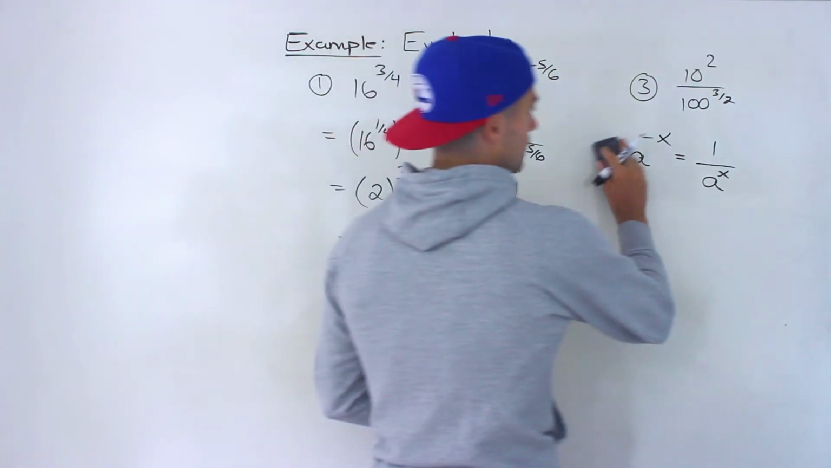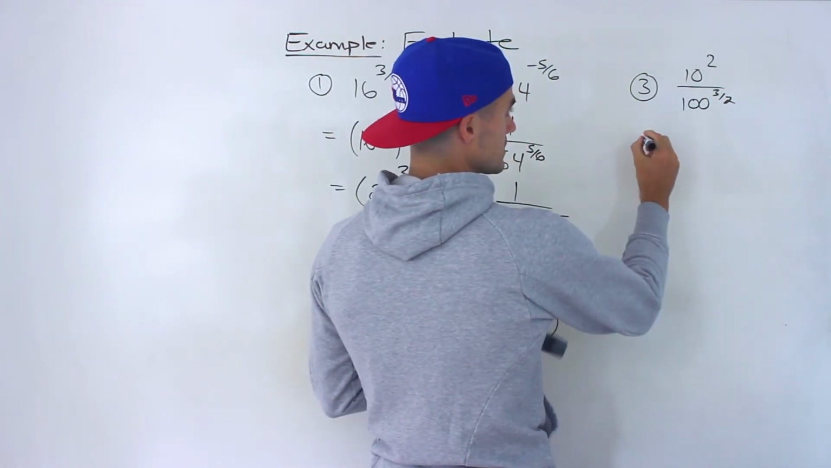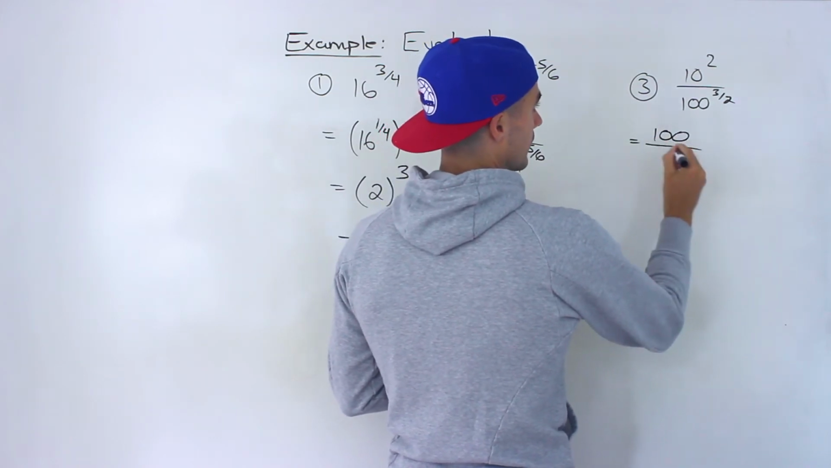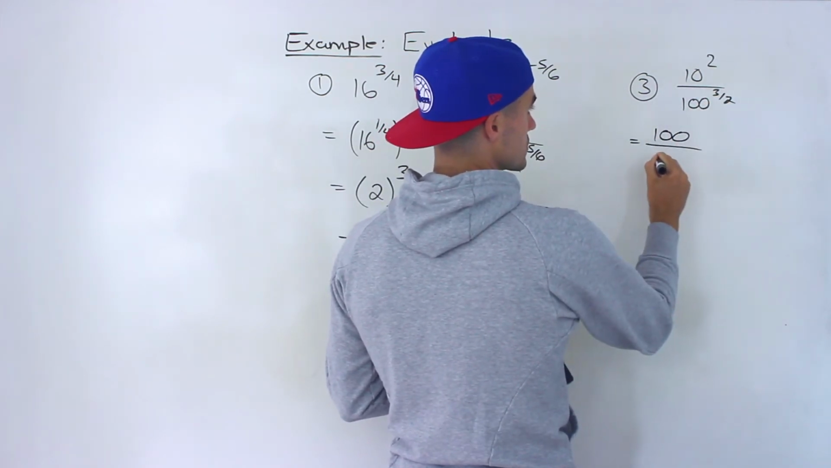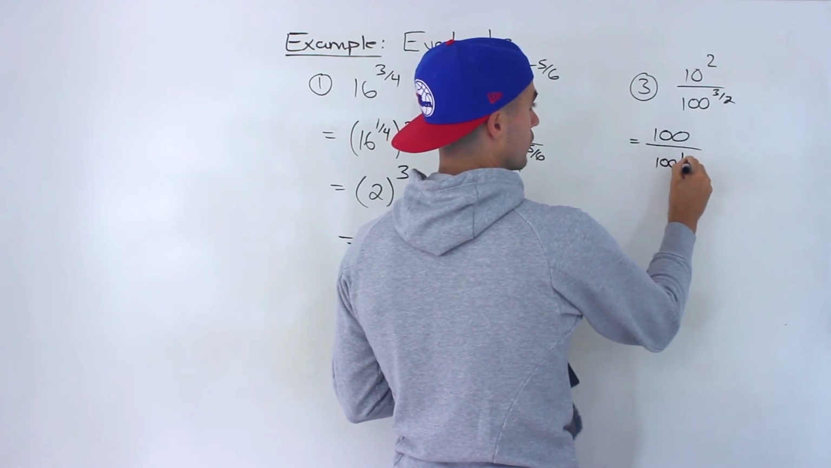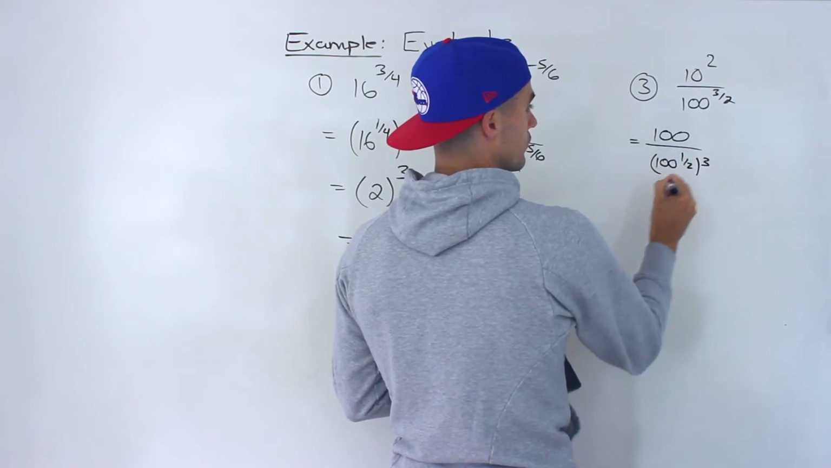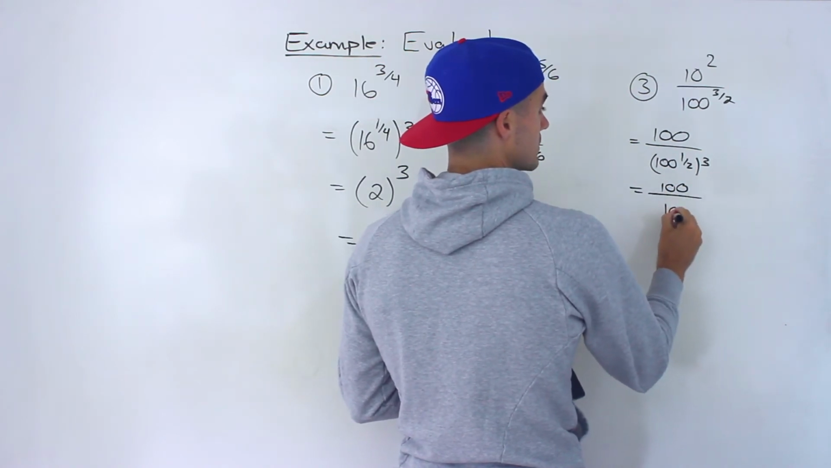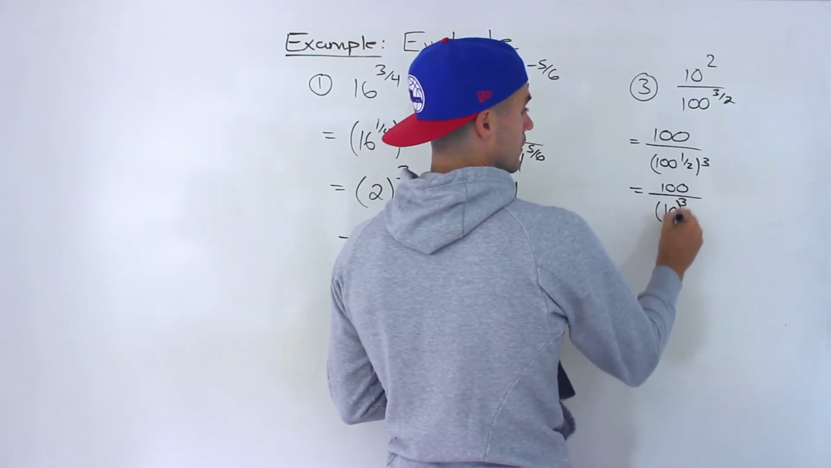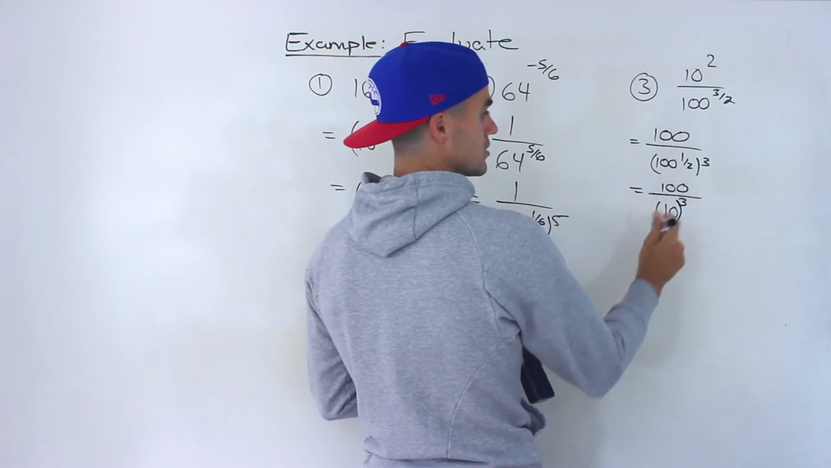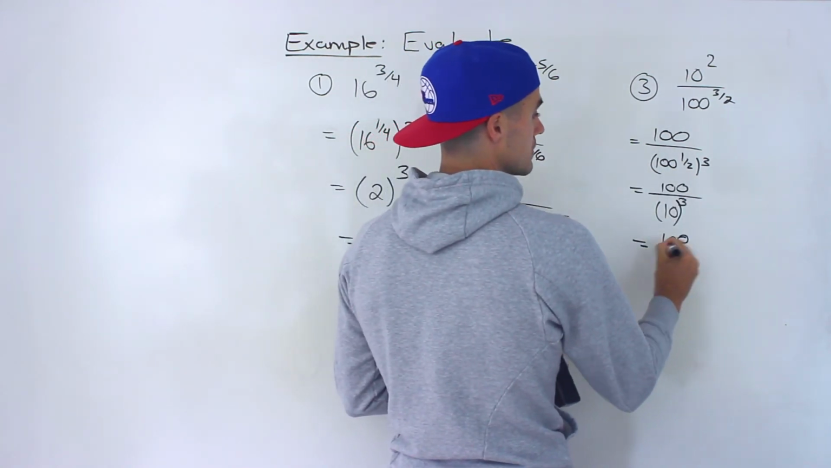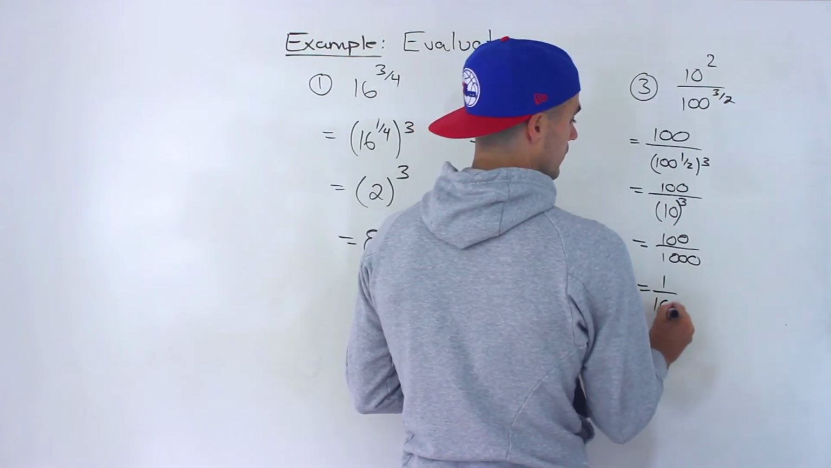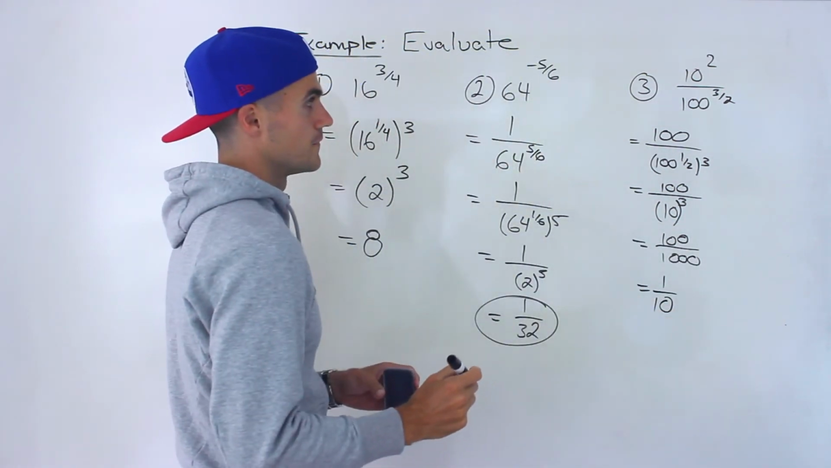And then number 3, we have 10 to the power of 2, which would give us 100. Then we'd have 100 to the power of 3 over 2. So this would be like 100 to the power of 1 over 2 to the power of 3, which would give us 100 all over 10 to the power of 3. Right? The square root of 100 is 10. To the power of 3 would give us 1,000. And then this simplifies to 1 over 10, like that.